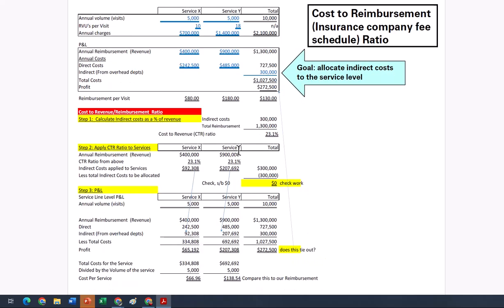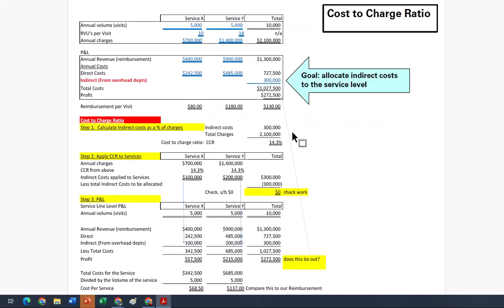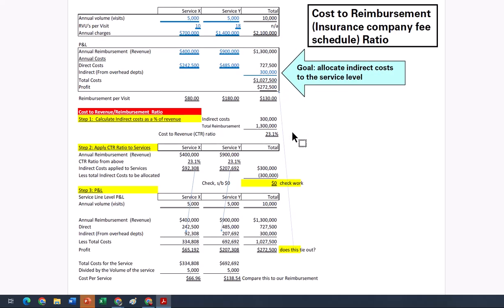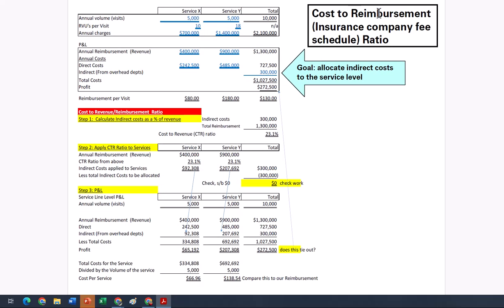Okay. The next one we're doing is cost of reimbursement. So this would be the insurance company's fee schedule. So we're doing it not based on charges, which we know are inflated and silly to some extent.